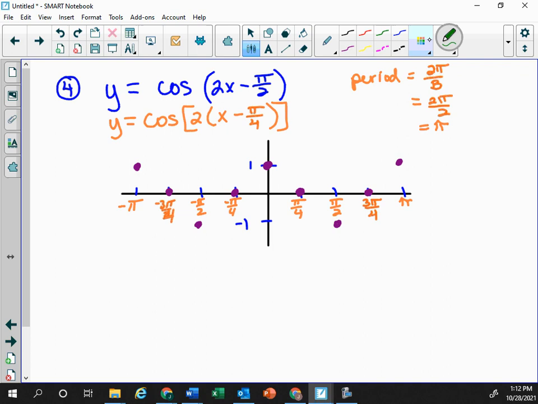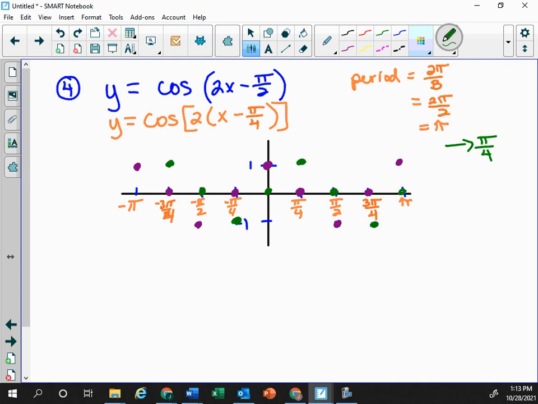What's the only thing I have left to do now? Which way? Right. How far? Pi over 4, and how many tick marks is pi over 4? 1 tick mark over. So I'm just taking each purple dot, I move it 1 spot to the right. And once you see the pattern, just go with it.